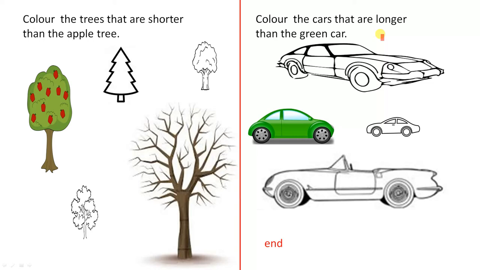Colour the cars that are longer than the green car. So there's the green car, and you've got three other cars here. So colour the cars that are longer than the green car.